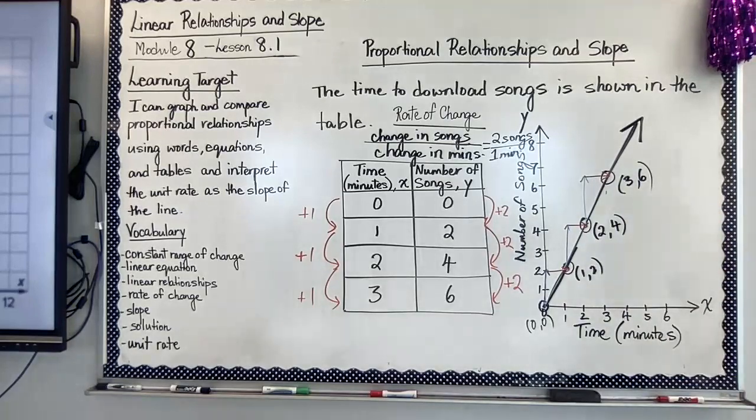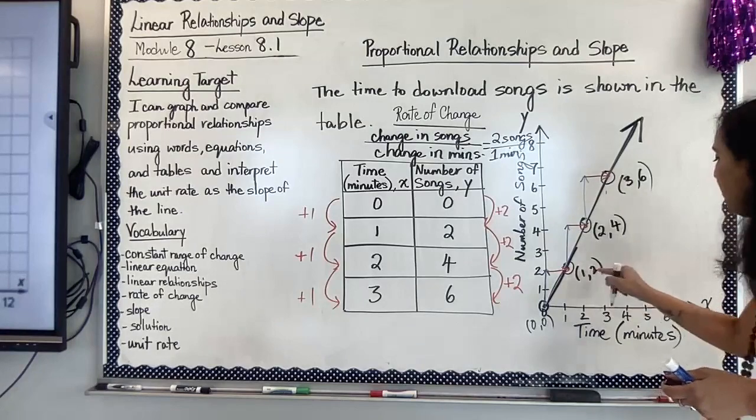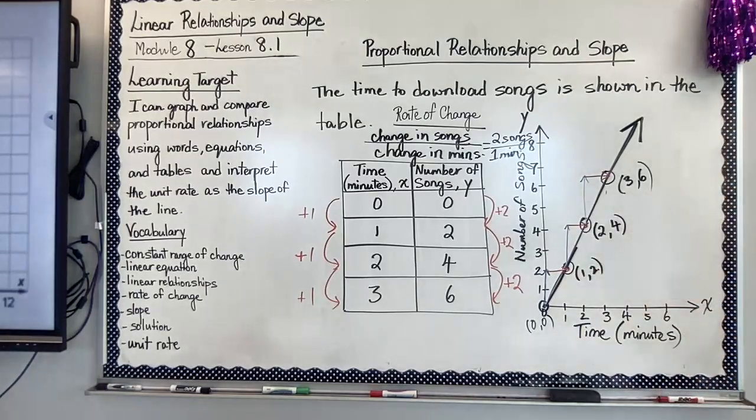All right. Now, let's look at this. What is the change in songs? So we can use any 2 points. But let's say I use the points 1, 2, and 2, 4. Okay, if I'm using the points 1, 2, and 2, 4 over here.